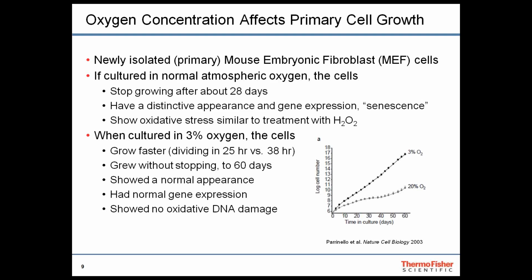In contrast, when the cells are cultured in 3% oxygen, as you can see in the new line I put up on the graph, the cells grow faster. They are dividing in only 25 hours compared to dividing in 38 hours at 20% oxygen. And the cells kept growing and dividing out to 60 days, much longer than the 28 days we see at 20% oxygen. These cells at 3% showed a normal appearance. They had normal gene expression, so no senescence, and they had no oxidative DNA damage. So with just growing the cells at physiological oxygen, the cells are much, much healthier, they're not under stress, and they grow like they normally would in vivo.